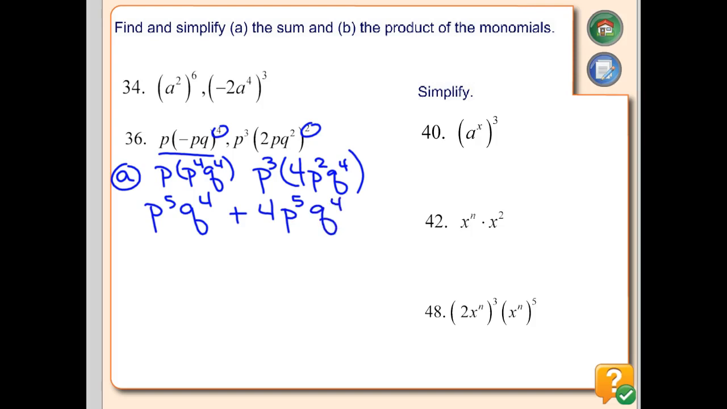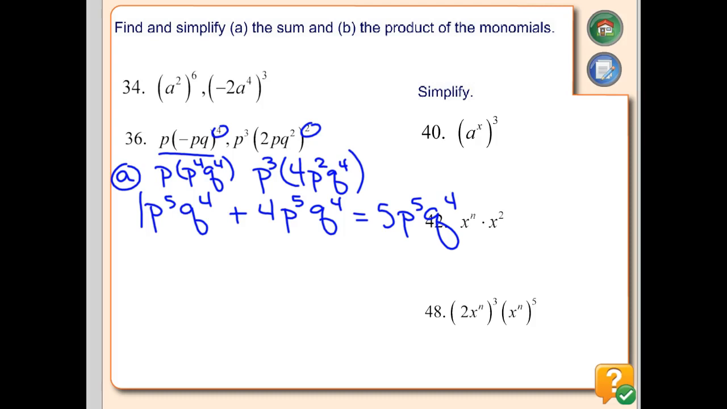Now, can we add those? Do we have like terms? We sure do. So we're going to see that there's an understood 1 in front of here. So 1 plus 4 equals 5p to the 5th, q to the 4th.